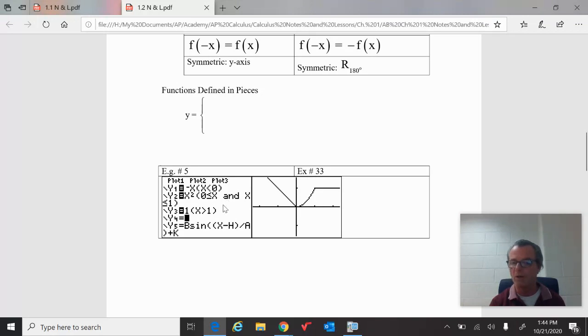So don't really worry about the notation here about how this graph was drawn. You're not going to have to do that on the AP test. I think you're better off drawing the piecewise graphs by hand. So again, we're going to ask you to pause the video, go to problem 33 on page 19, and we will go over that with you.